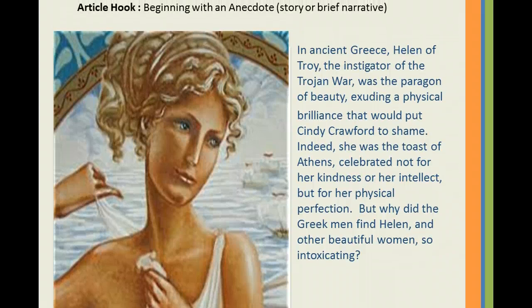Okay, so the article begins with a hook. It says, "In ancient Greece, Helen of Troy, the instigator of the Trojan War, was the paragon of beauty, exuding a physical brilliance that would put Cindy Crawford to shame. Indeed, she was the toast of Athens, celebrated not for her kindness or her intellect, but for her physical perfection. But why did the Greek men find Helen and other beautiful women so intoxicating?"